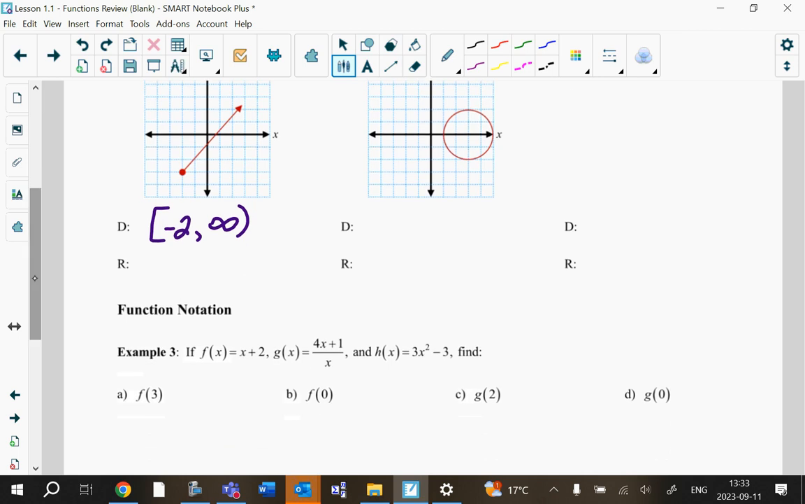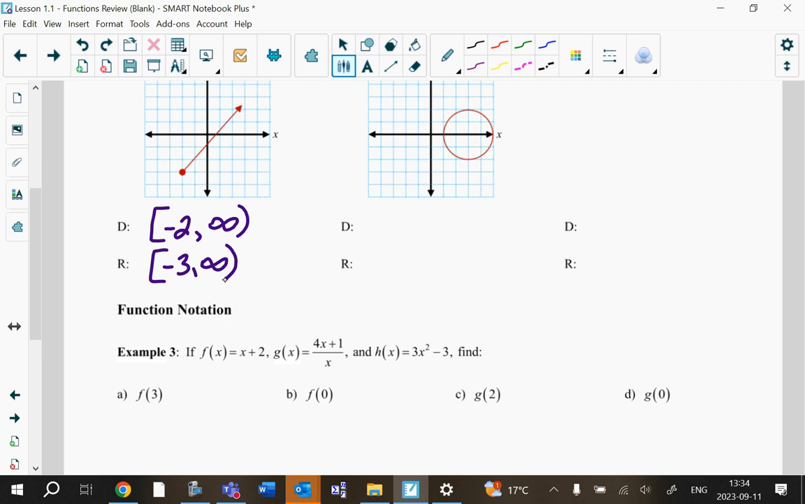How about the range? Any idea? -3 to infinity. Range, we're looking at lowest to highest. So now we're looking at the y value. So I go to the lowest part of the graph. What's the y value here? It's -3. That's where I start. What's the highest y value? This arrowhead tells me it goes up forever to infinity. Is this a function, yes or no? Yes, it is.